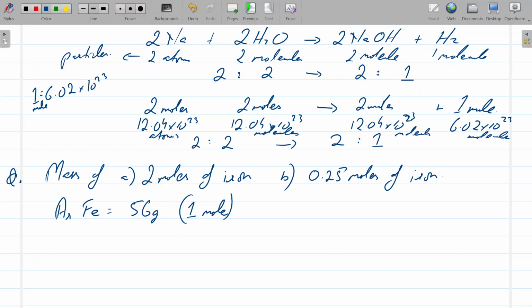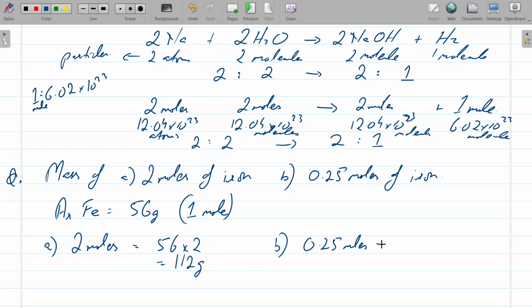Right? And so to answer part A, 2 moles equals 56 times 2, which is 112 grams. And part B is 0.25 moles, which is 56 into 0.25, and that gives us 14 grams.